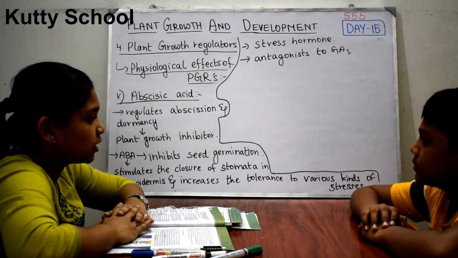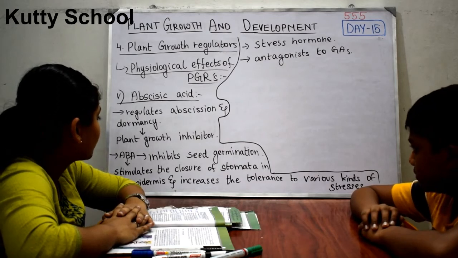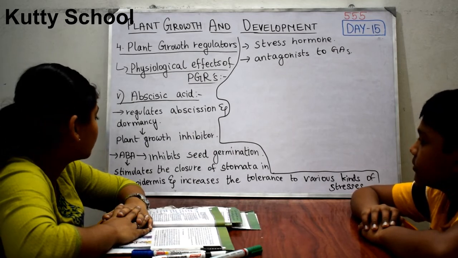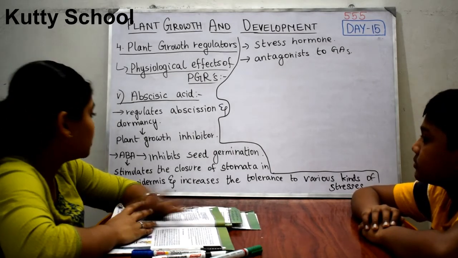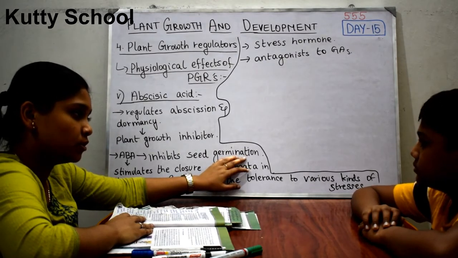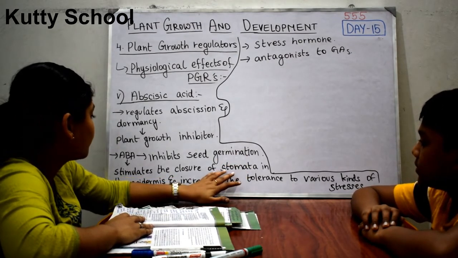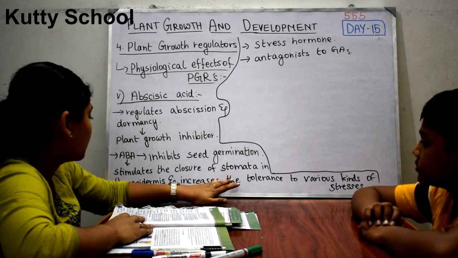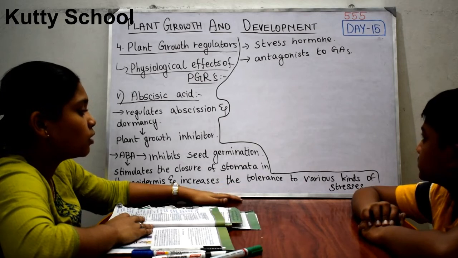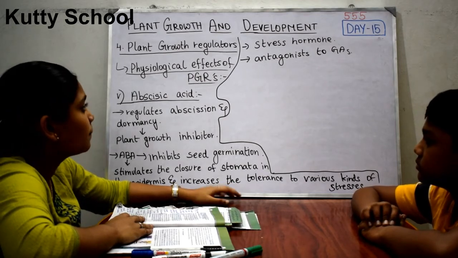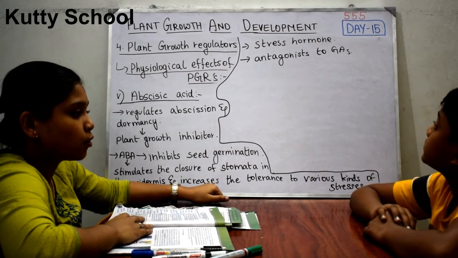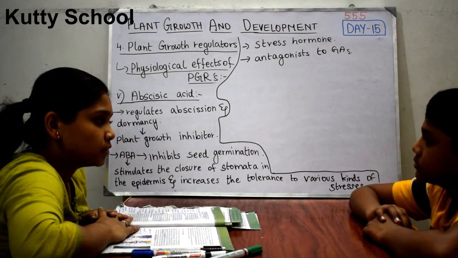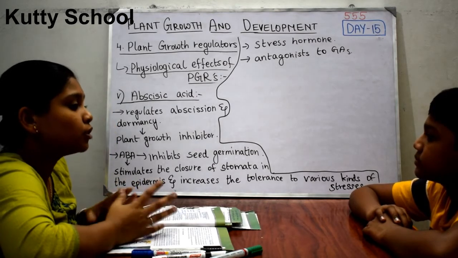Okay, it regulates the ability to withstand unfavorable conditions such as those affecting seeds. Abscisic acid is a plant growth inhibitor, which we have already seen in the last session. It inhibits seed germination; it does not allow the seed to germinate. It stimulates the closing of stomata in the epidermis and increases tolerance to various kinds of stresses. Therefore it is known as the stress hormone. It acts as an antagonist to gibberellic acid. Antagonist means it acts opposite to gibberellic acid.